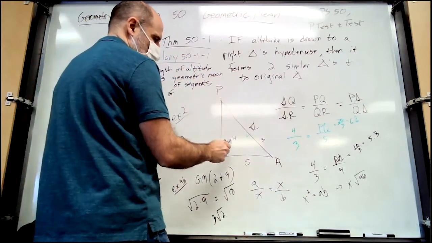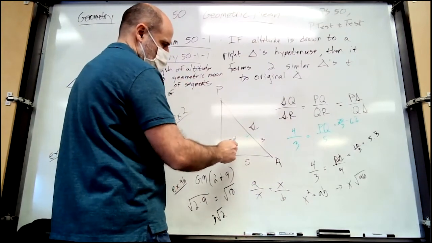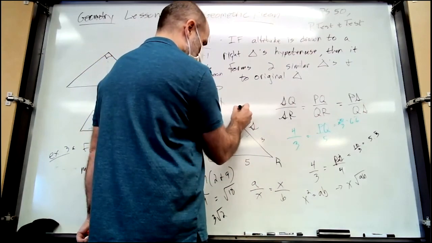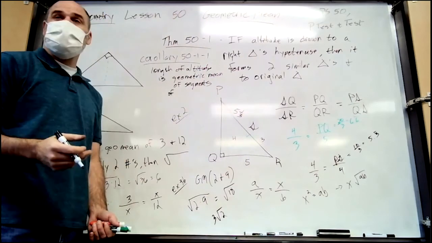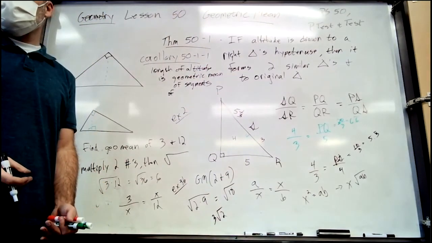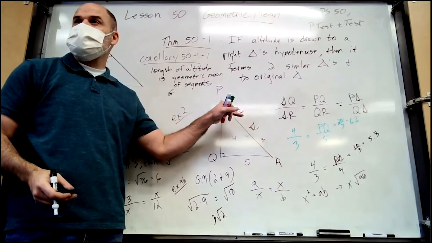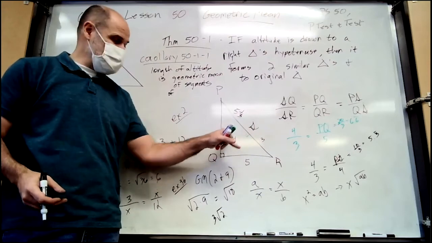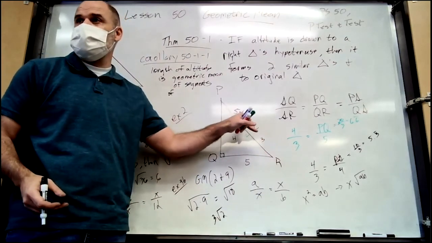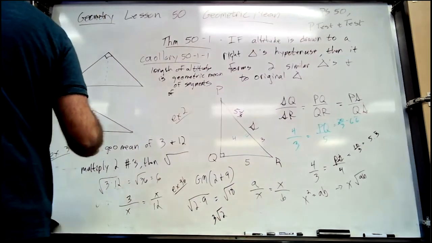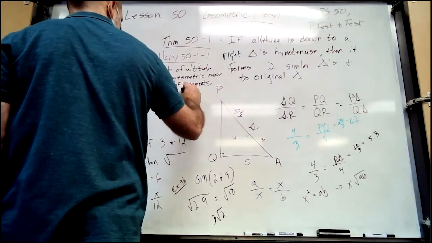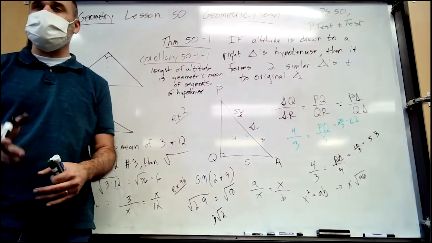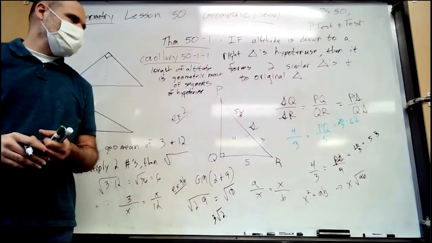So let's see here. If this is the geometric mean of this, so what is PS? 5 1/3. So 3 times 5 1/3 is 16. Square root of 16, you get 4. So this altitude is going to be the geometric mean of these two lengths, of the segments of the hypotenuse. Not the hypotenuse, but the two segments of the hypotenuse, the segments that were formed when you drew the altitude. Okay?